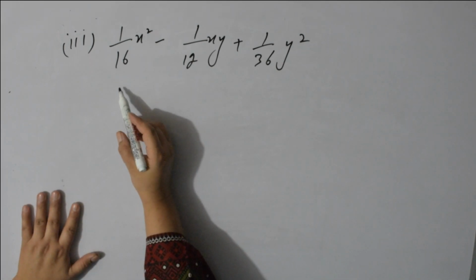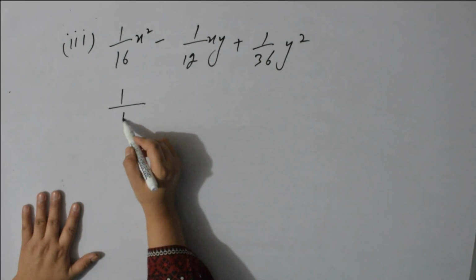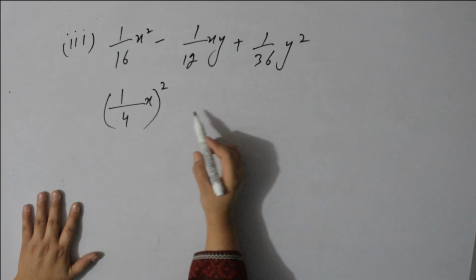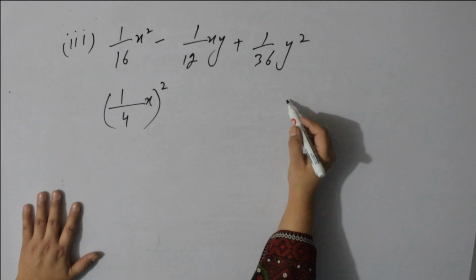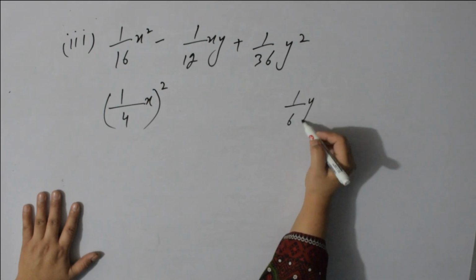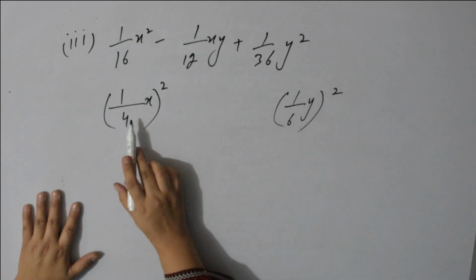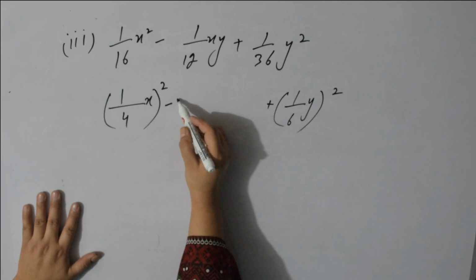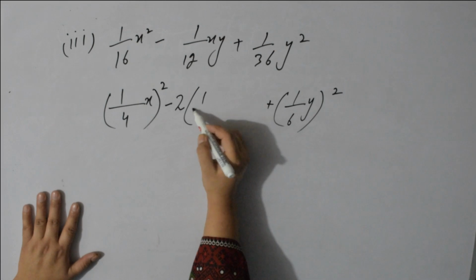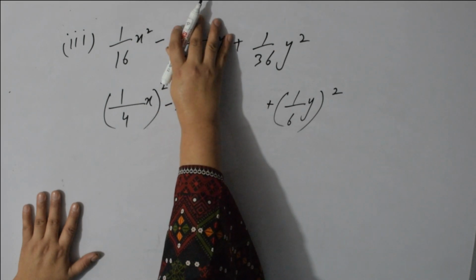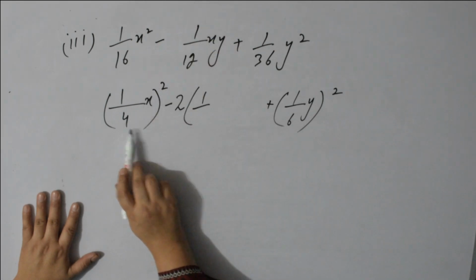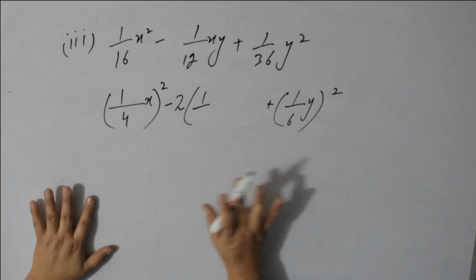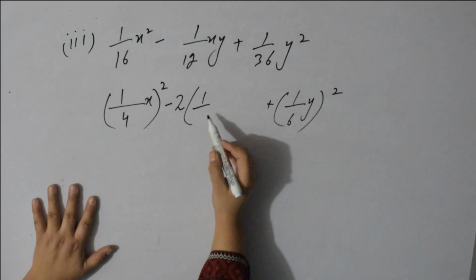What is its standard form? 1 upon 4x whole square. Okay, and then come to this part, 1 upon 6y whole square, right? A square and b square. Then the middle term should be minus 2 into 1 upon, forget this middle term. Okay, you just write this term and this term, and then after writing you will check by cancellation, multiplication, or whatever simplification.